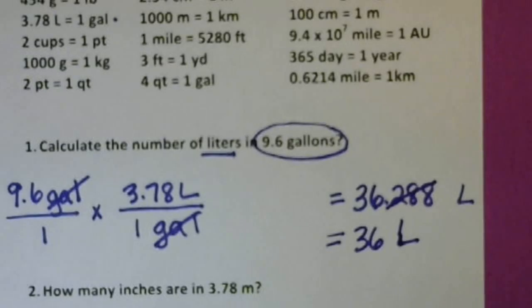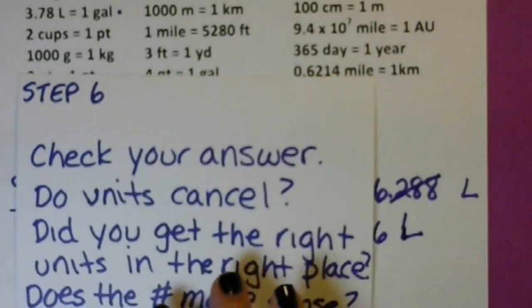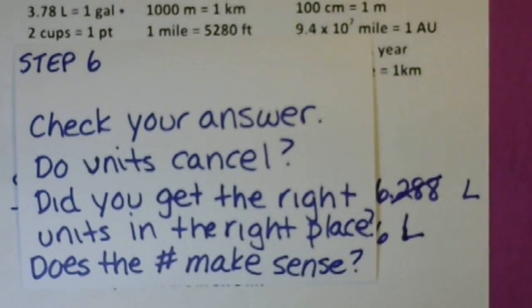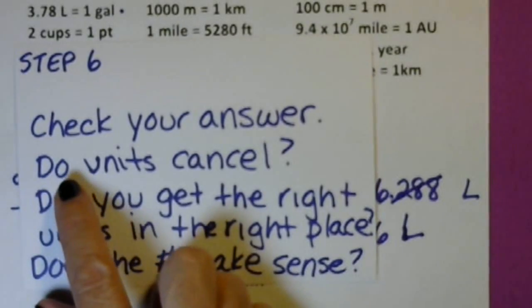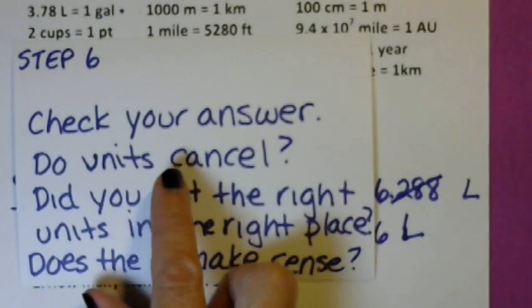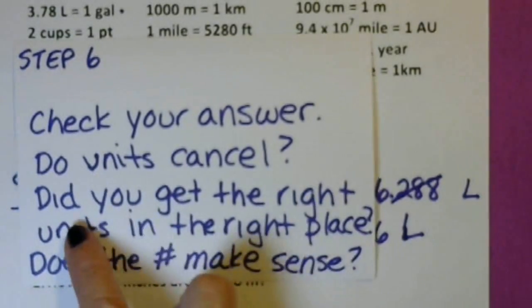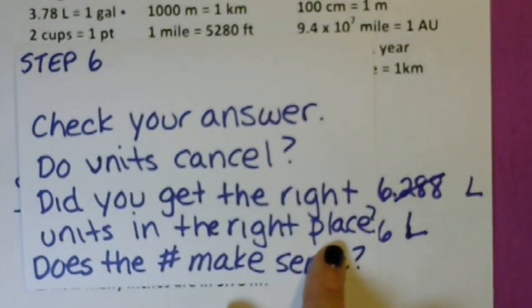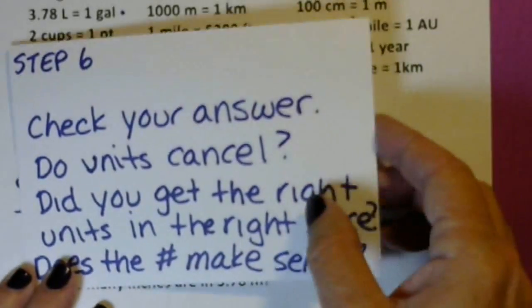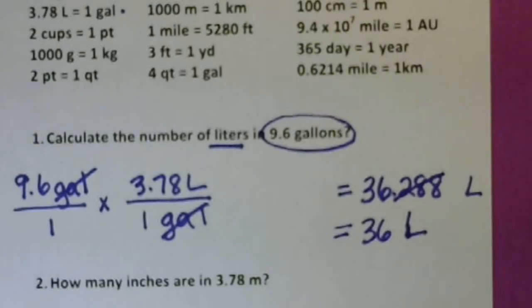Now, step 6, I often forget, but you should not. It's very helpful. And anytime you're solving a problem, you should always check your answer. And for unit analysis, you can check your answer by asking yourself the following questions. Do the units cancel? Okay, if not, you might have to flip something. Did you get the right units in the right place? If not, once again, you have to flip something or get a different fraction. And at the end, does the number make sense? So we should always use our logic when we're solving problems.